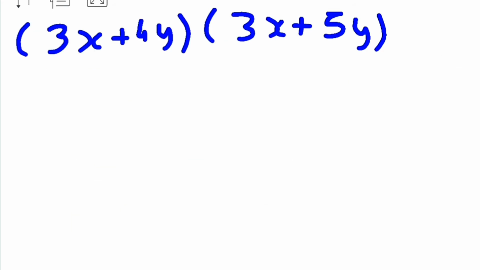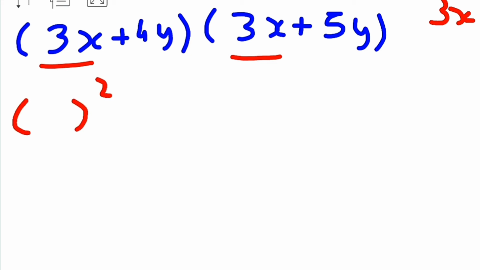3x plus 4y and 3x plus 5y. What is the x term in this? It is 3x. Not only x, it has a number along with it, that is 3x. So we will take that number also. We'll write the first formula, x square plus (a plus b)x plus ab. Now what is x in this? Understanding, children? It is 3x.